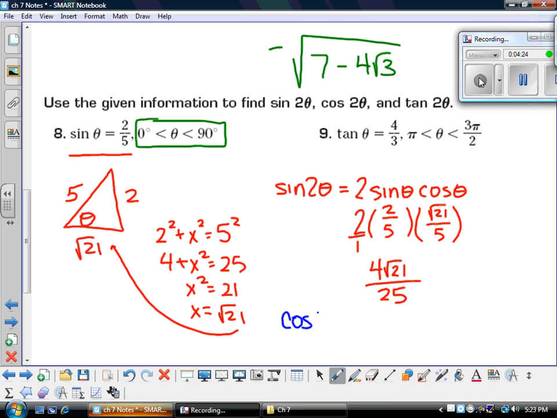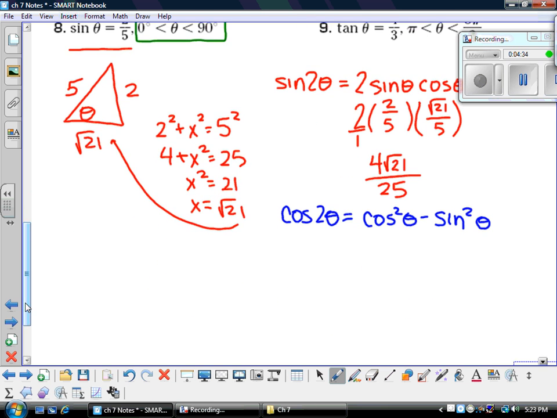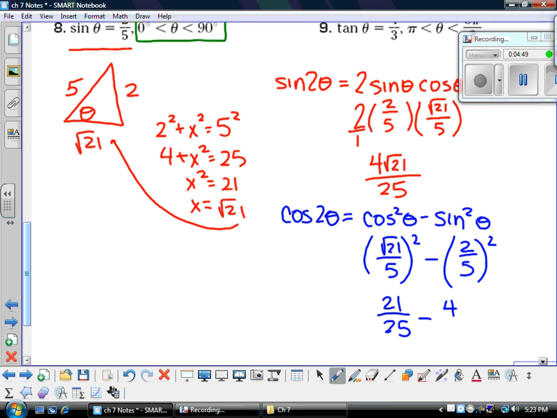Same process for the cosine of 2 theta. The formula for cosine of 2 theta is cosine squared minus sine squared. Using the triangle, cosine is square root of 21 over 5, so we're going to square that. Sine is 2 over 5, we'll square that. Squaring the top and the bottom of the fraction, we get 21 over 25 minus 4 over 25, which is 17 over 25.